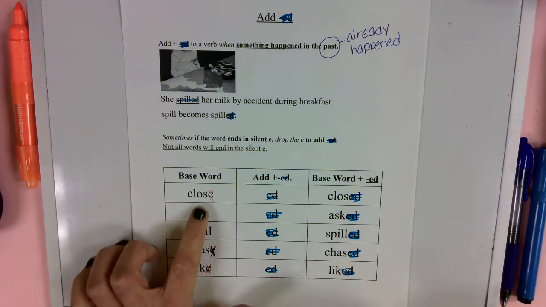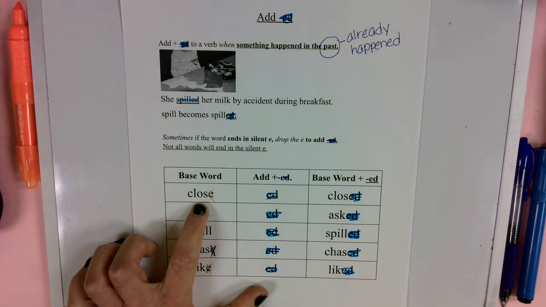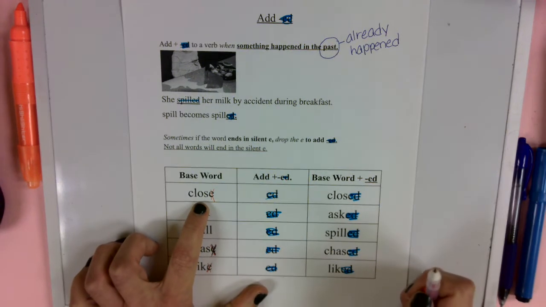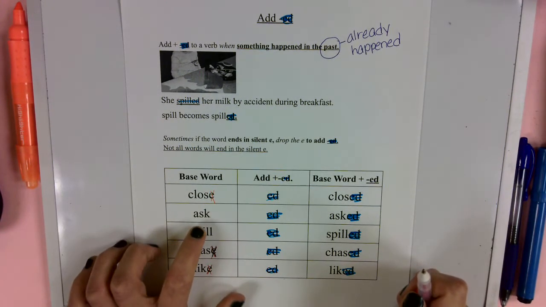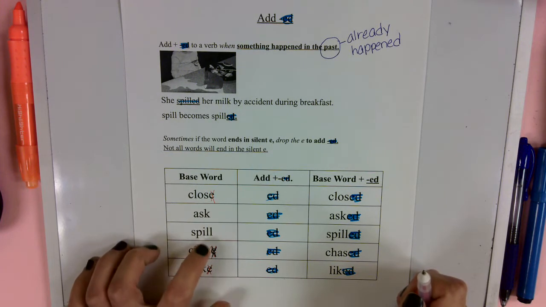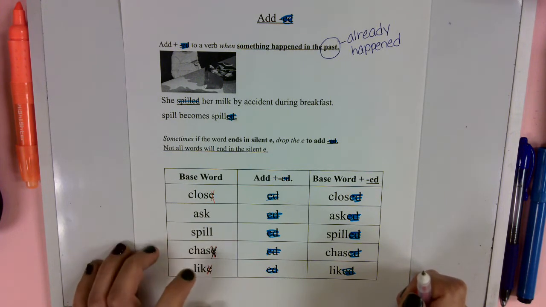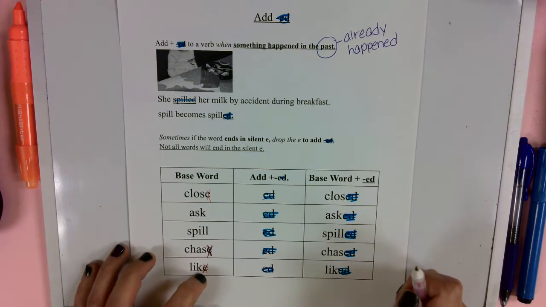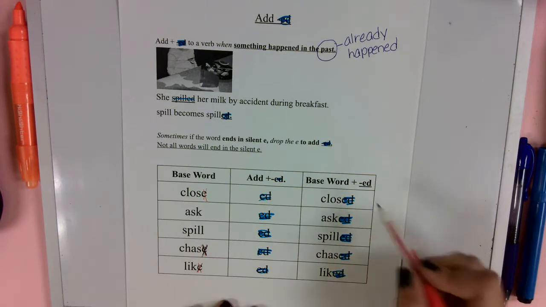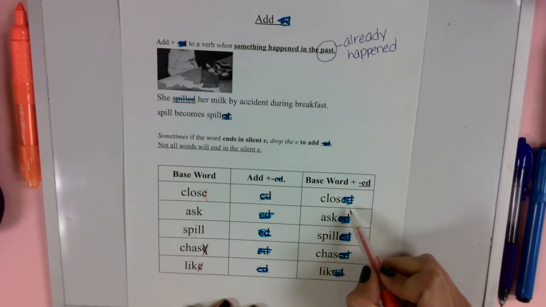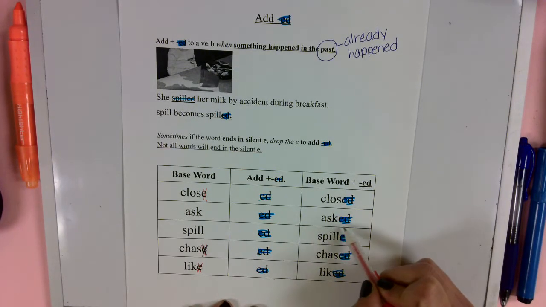Now, I want you to repeat after me. Close, ask, spill, chase, like. Now let's say them with our base word ending. Closed, asked, spilled, chased, liked.